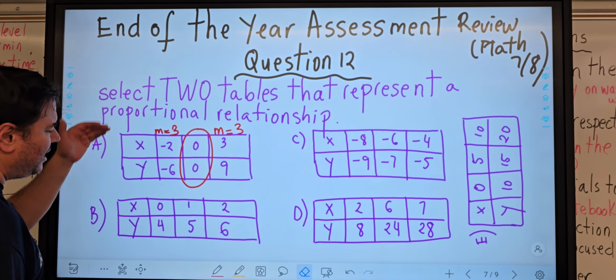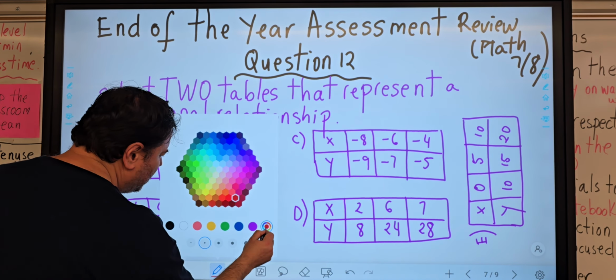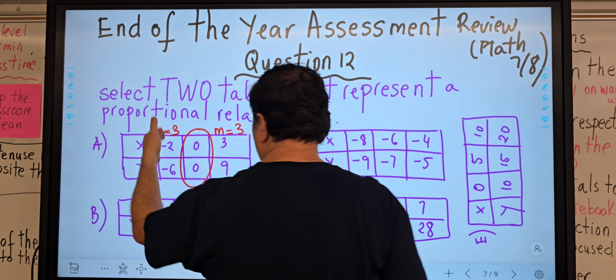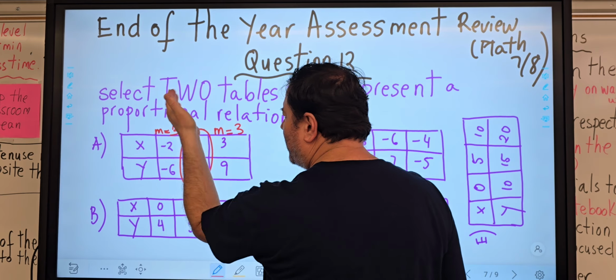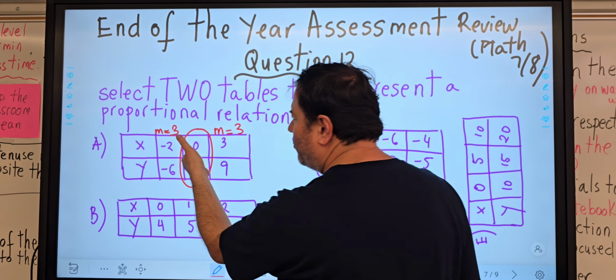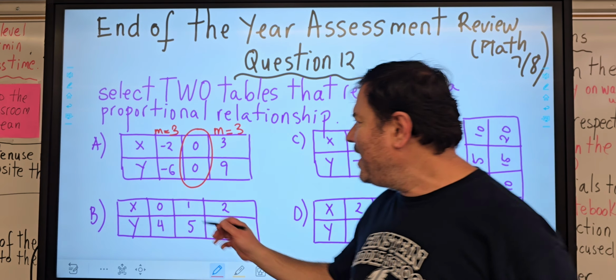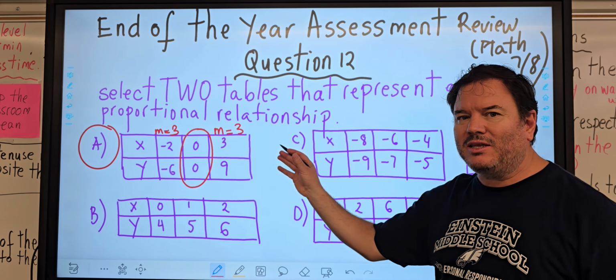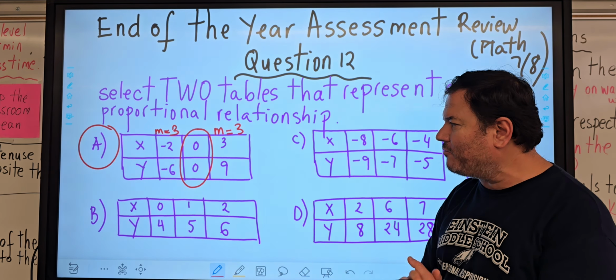So now we can clearly see that both of these slopes are 3. So the unit rate is the same, and also it goes through the origin. Therefore, A is one of the answers. That represents a proportional relationship, this table here for A.